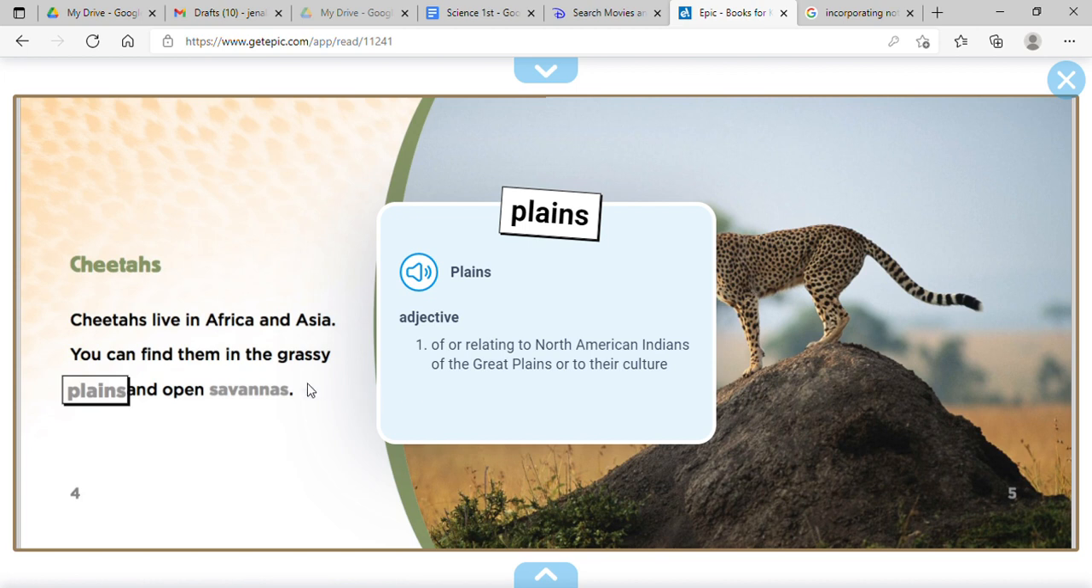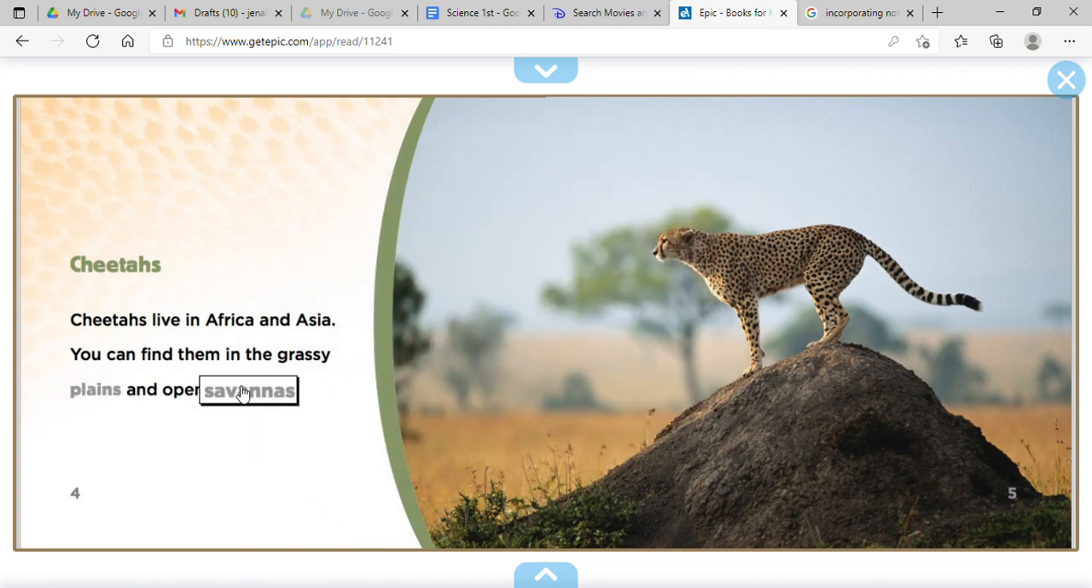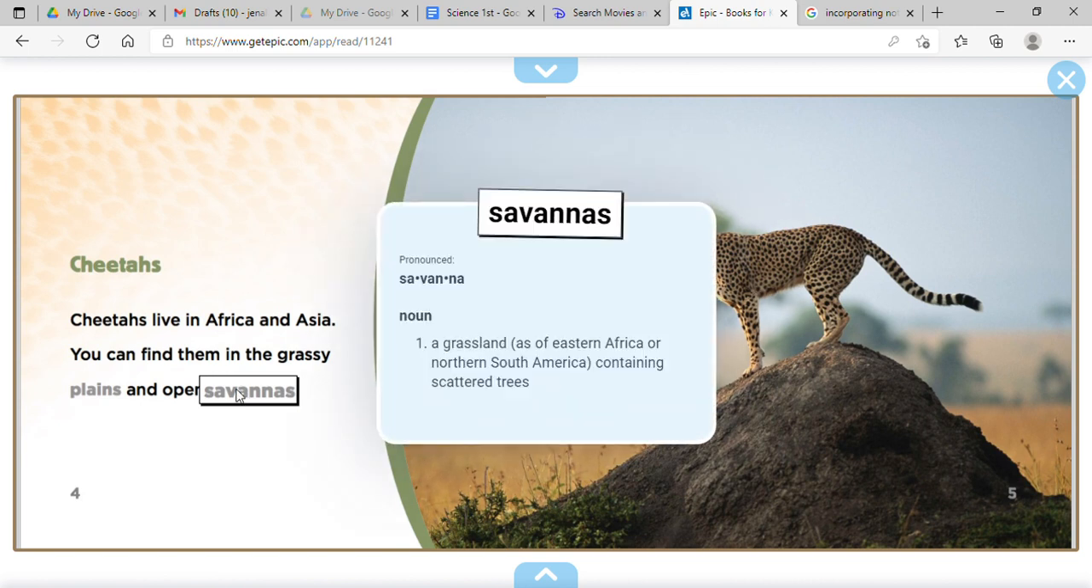And it says open savannas. That's another place they live. The savanna is a grassland containing scattered trees. So that's basically what I put. So they live in Africa and Asia in open savannas.